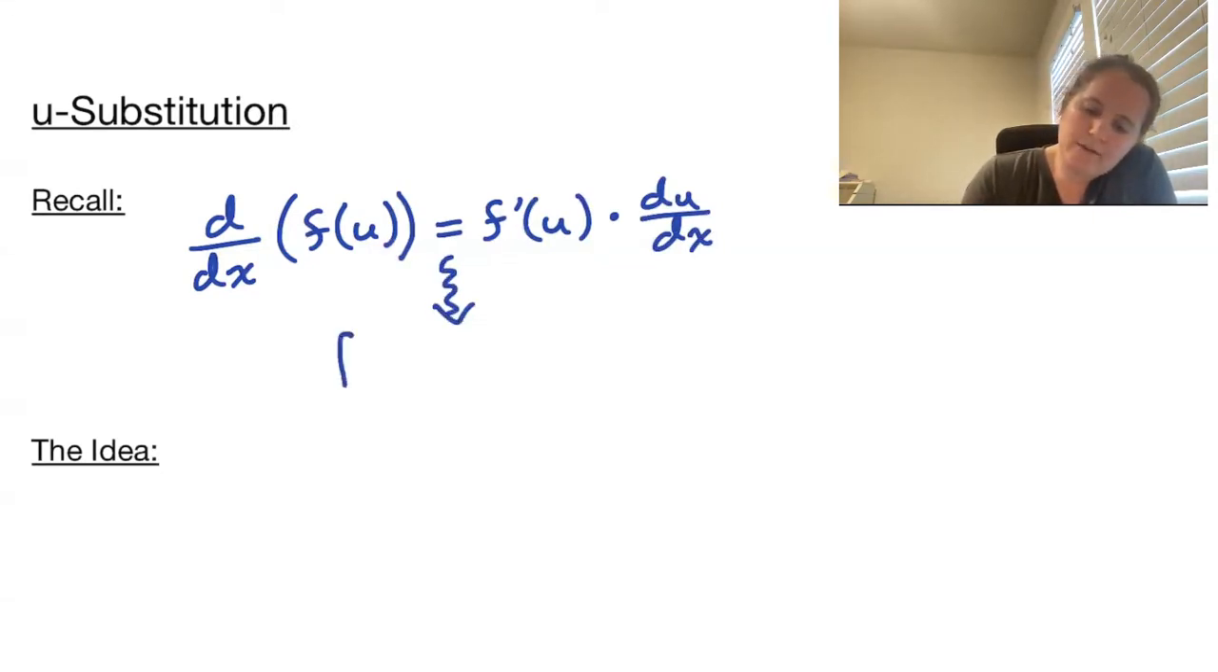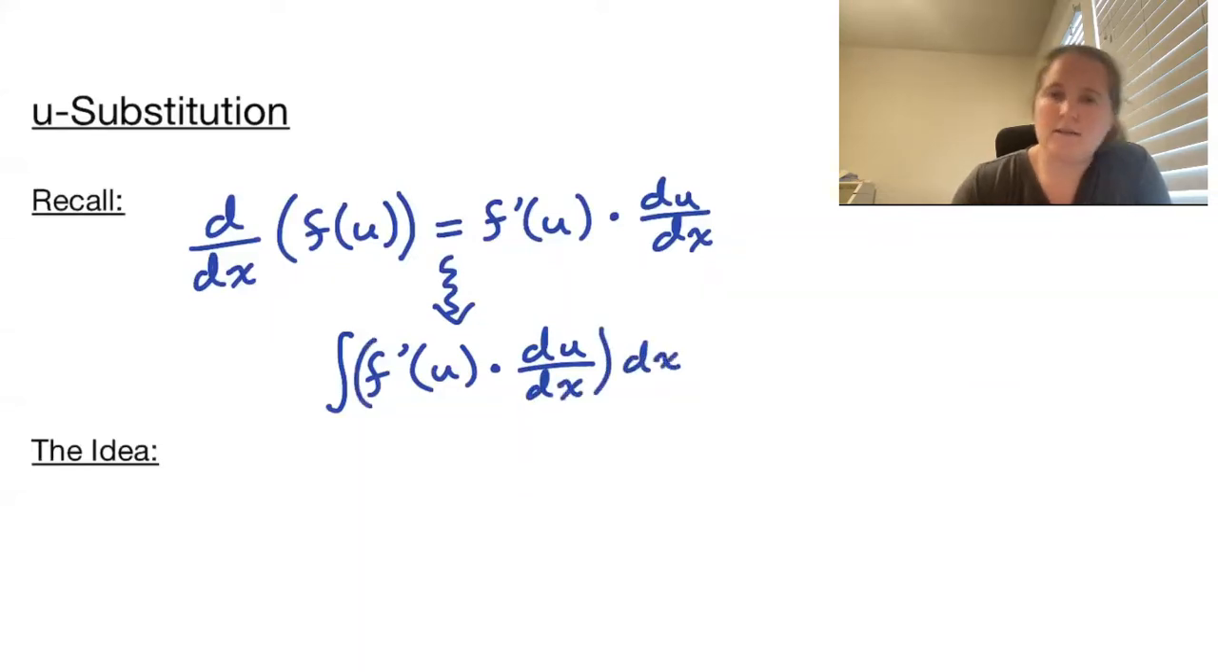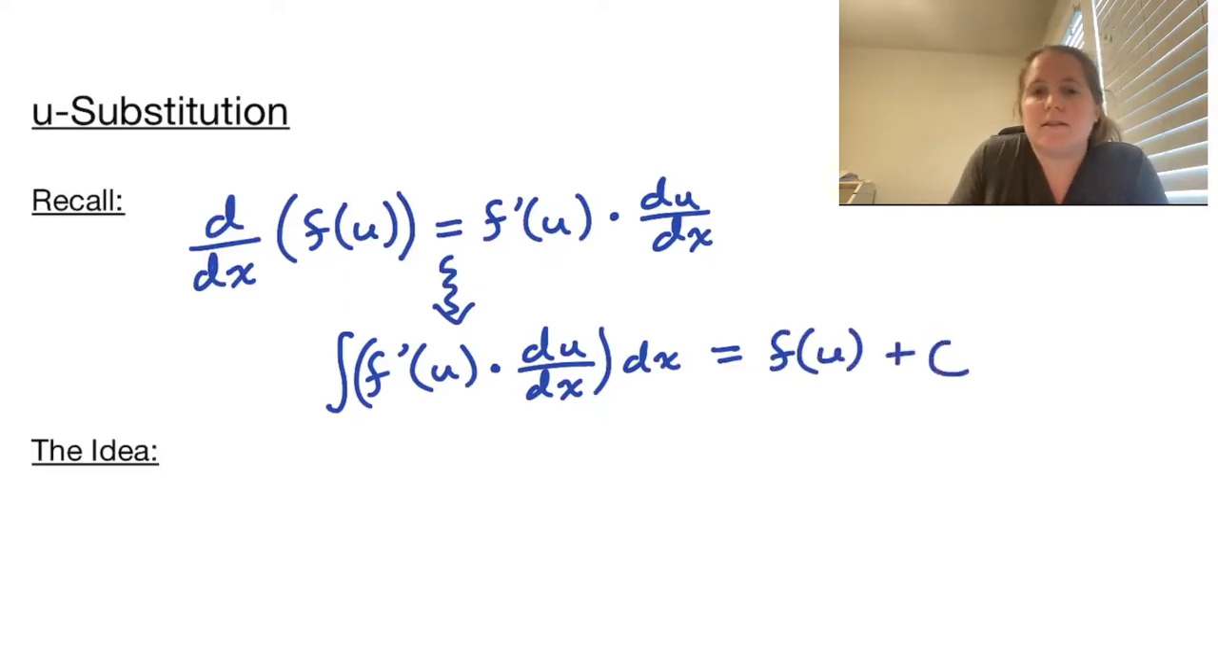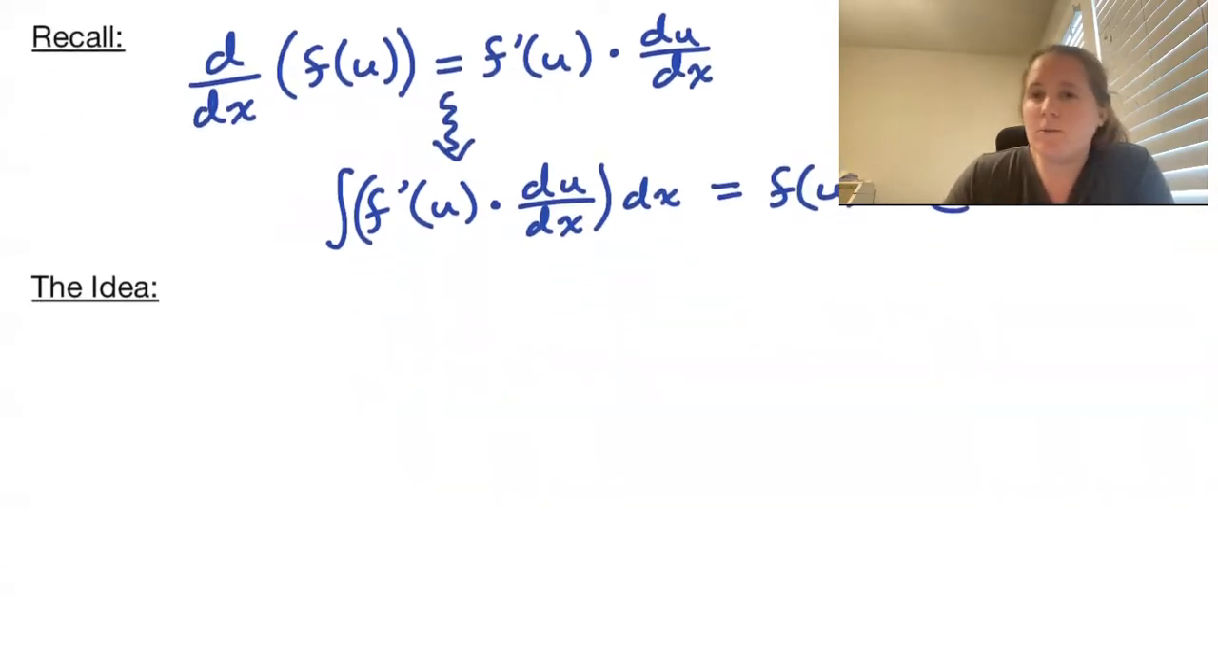So if we have instead an integral of f prime of u times du dx, and then dx, we can then say that this is simply f of u plus c. So the idea here is if we have an integral that we don't know right off the top of our head, it's not a usual integration fact, we may be able to manipulate it so it takes this form.